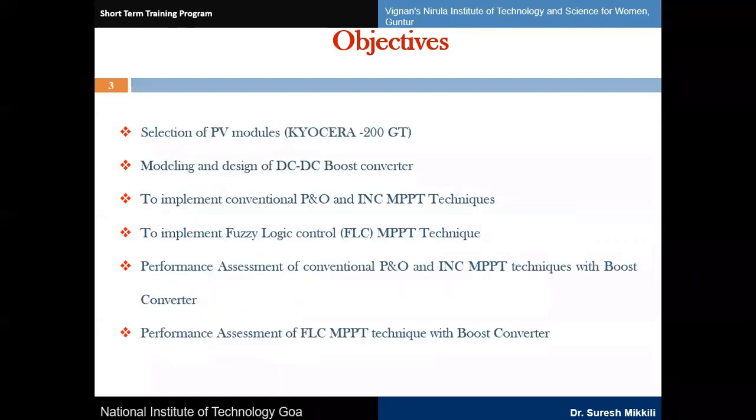Mainly, we have selected the PV module, the one we took yesterday, and first we are going to see the modeling of the DC-DC boost converter, which we already saw on the second day. Then we are going to implement the conventional P&O and incremental conductance, then the fuzzy logic controller, and assess the performance of standalone PV systems with a boost converter by considering all three techniques.